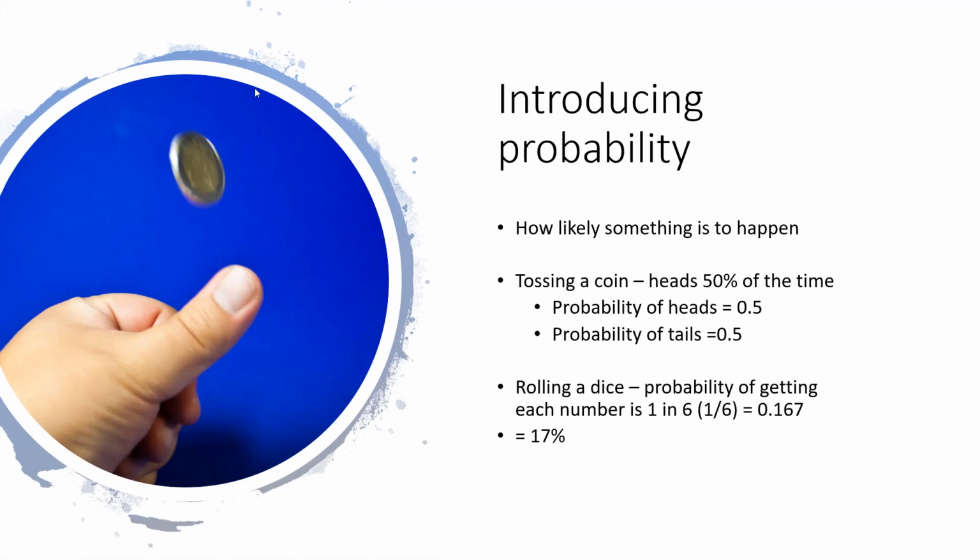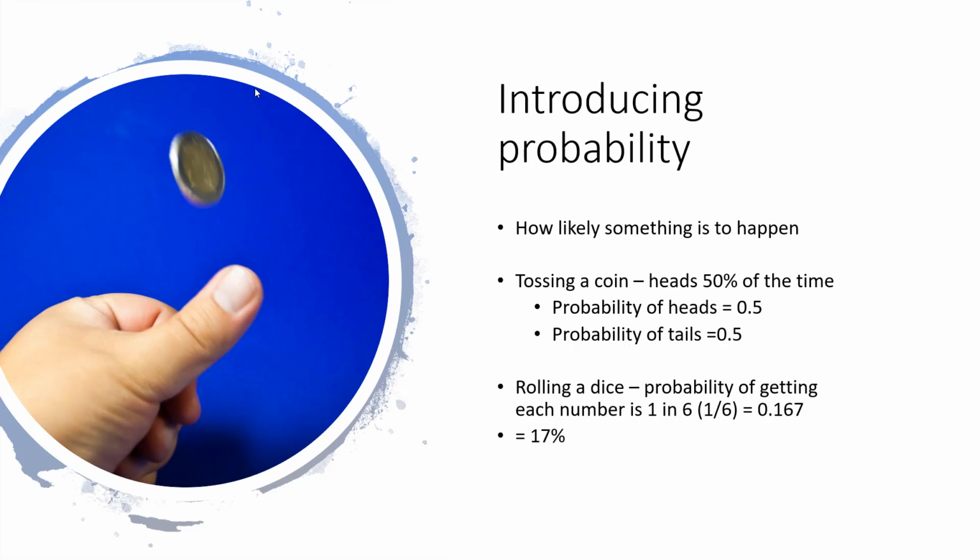So if we were thinking about flipping a coin, we would look at tossing the coin. There are 2 outcomes possible, heads or tails. So 50% of the time you would get heads, 50% of the time you would get tails.